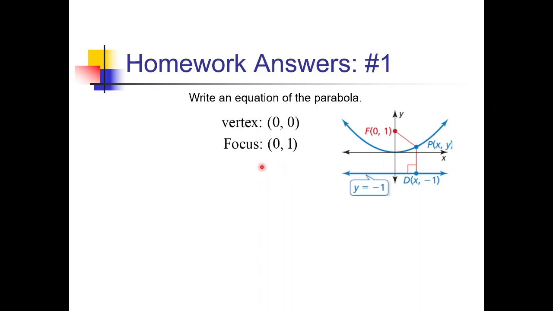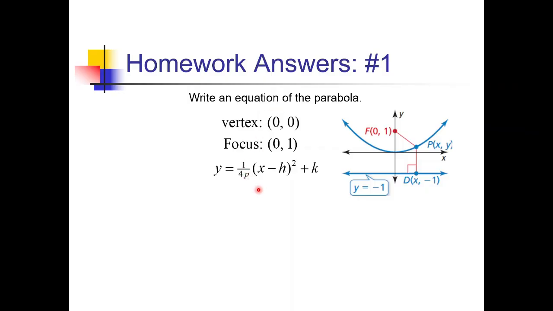Now I need to pick the type of equation, the type of formula. I'm going to go with the y = 1/(4p)(x - h)² + k formula. And I'm choosing this because this is an up-down parabola, so those always have a y = sort of equation. I've already got the h and the k value. That's just the 0 and the 0 from the vertex. I just need the p-value.